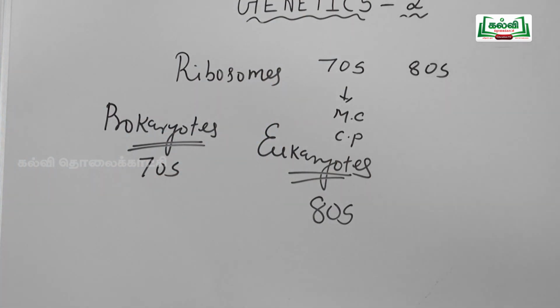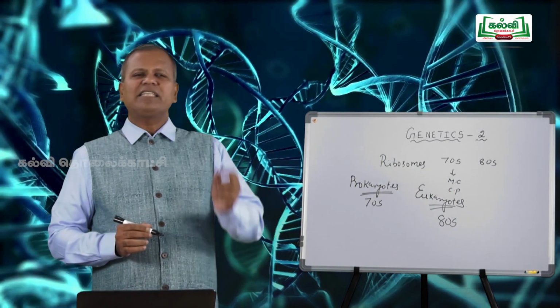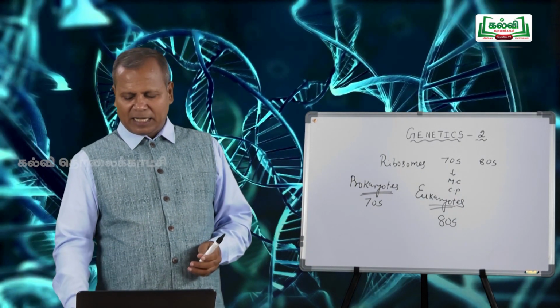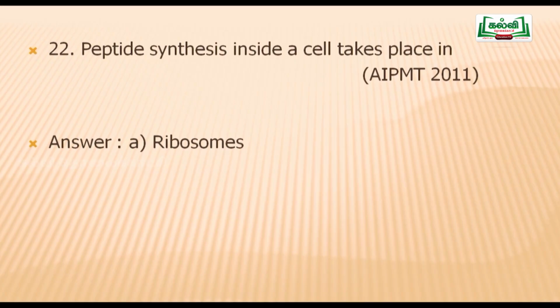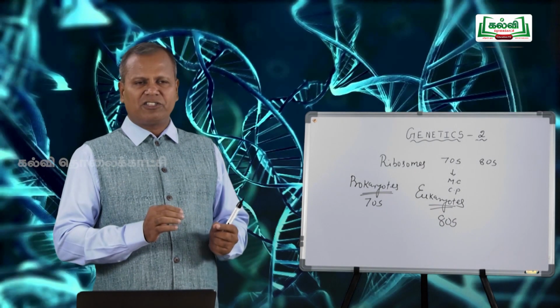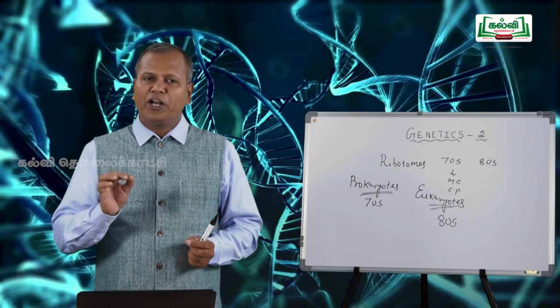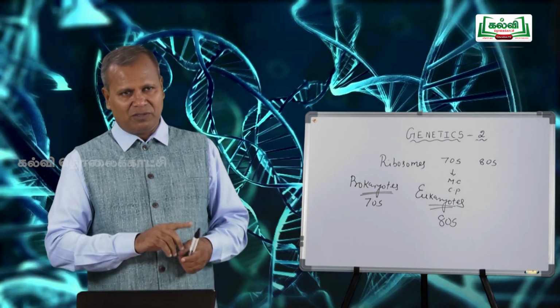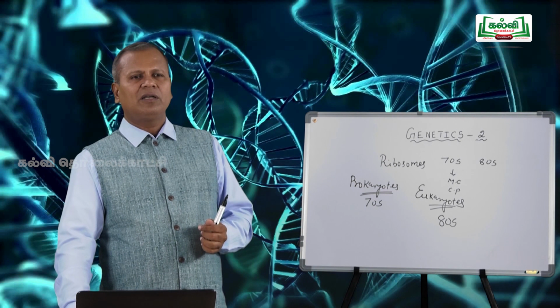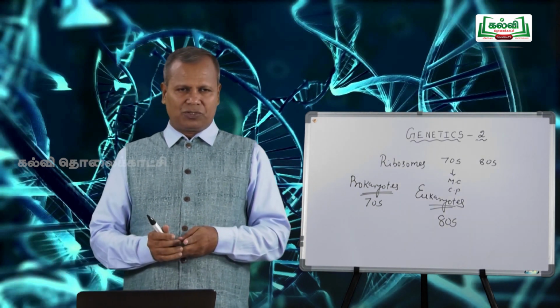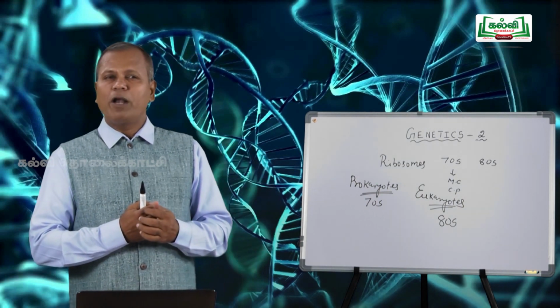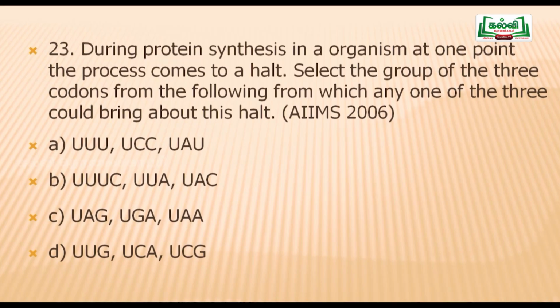So, peptide synthesis or protein synthesis inside a cell takes place in ribosomes. The correct answer for question number 22 is option A, ribosomes, where the union of amino acids takes place. So ribosomes are known as the protein factories. The next and last question for this session is: during protein synthesis in an organism, at one point the process comes to a halt.